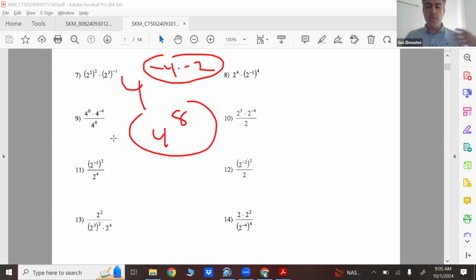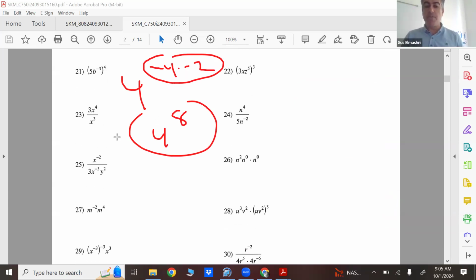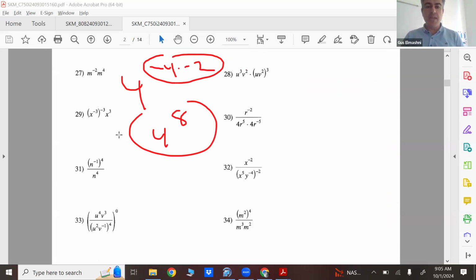Okay, now that we're cool with that, let's look at a more complicated one. Let's move on to the next set. Let's take a look at, say 32. No, let's look at 30.